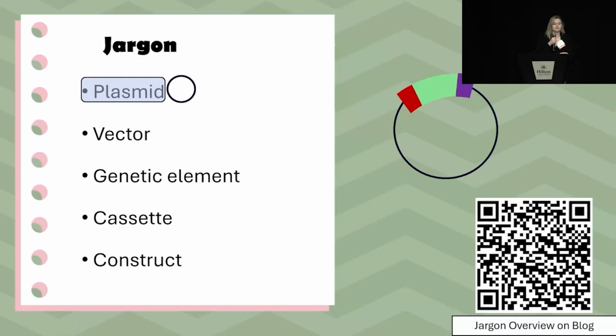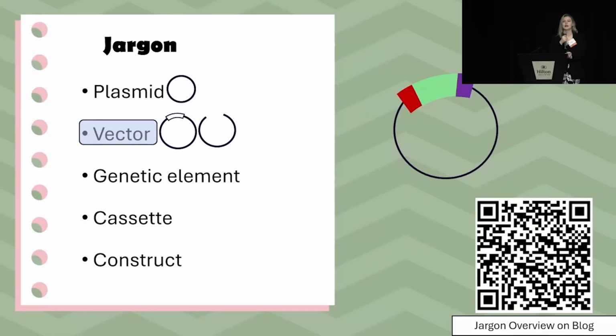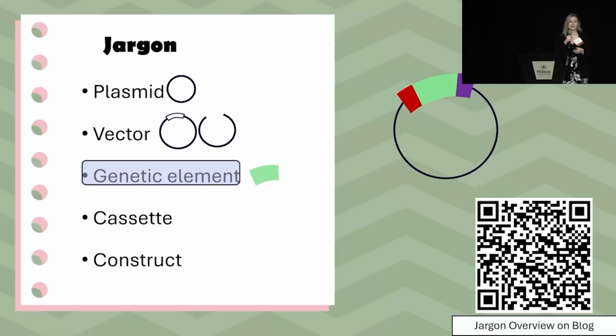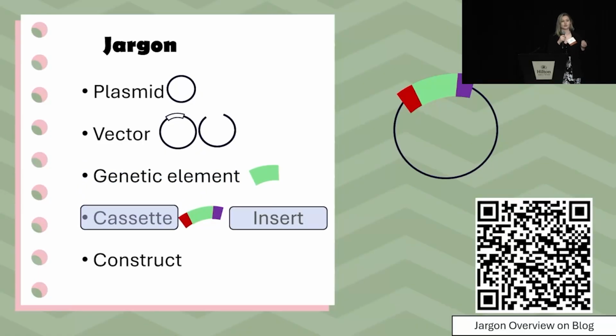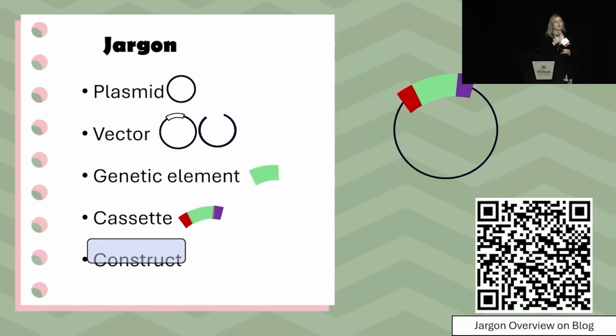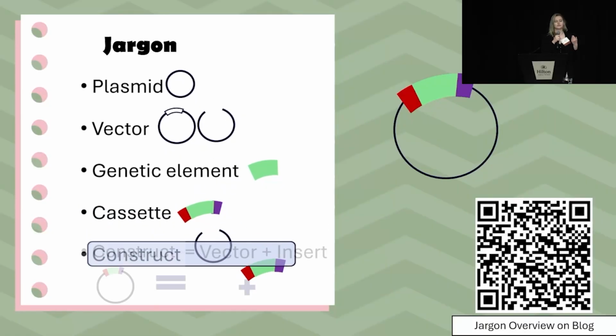So a plasmid is a circularized extrachromosomal component of DNA that bacteria can take up. A vector is a plasmid that has elements allowing it to take DNA. So there's a circularized and a linearized vector here. A genetic element is what we would call just a promoter or a coding sequence or a terminator. It's just one of those elements, a component. And a cassette is all of these elements added together. It's also sometimes called an insert. A construct is what you call the vector with your insert.